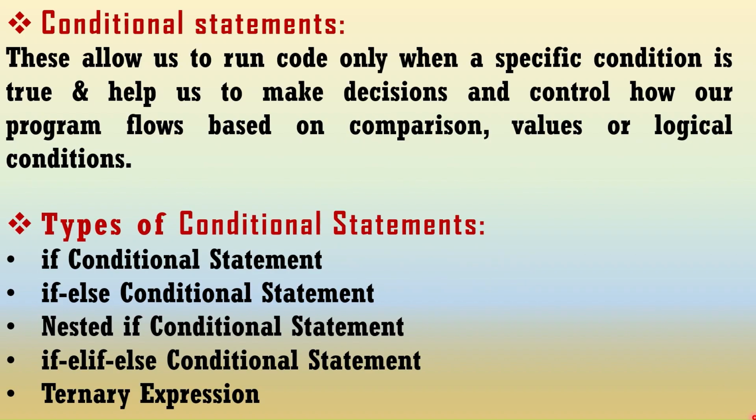From the name itself, we can simply understand that conditional statements are the statements that only run when a specified condition becomes true. These conditions help us to make decisions as well as to control the flow of the program based on some comparison of values as well as logical conditions. And we have 5 types of conditional statements in Python. That includes the if conditional statement, if else conditional statement, nested if conditional statement, if elif else conditional statement, and the last one is ternary expression. And this ternary expression itself consists of two categories, shorthand if and shorthand if else.